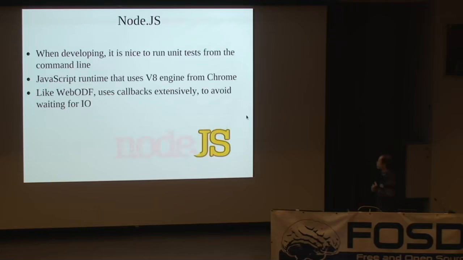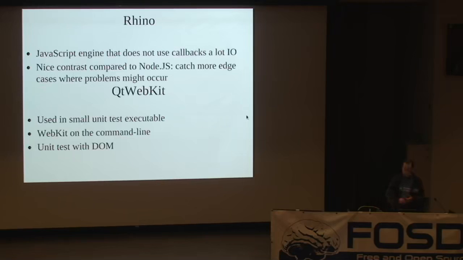Okay, Node.js, I want to say a few things about that, because you want to run unit tests on the command line. Node.js is a V8 engine. It's the JavaScript engine which is in Chrome, and it uses callbacks extensively, so it's very good for a server. If you want to implement the server in JavaScript, this is the thing you need. It's really up and coming. We're also using Rhino. It's a very slow JavaScript engine, and it doesn't use callbacks. The reason why we're using that is because it's so different.